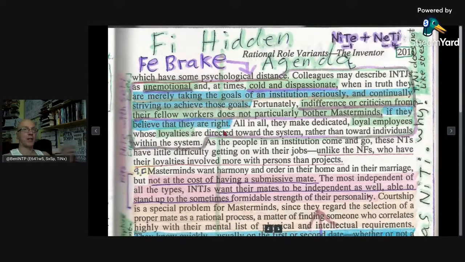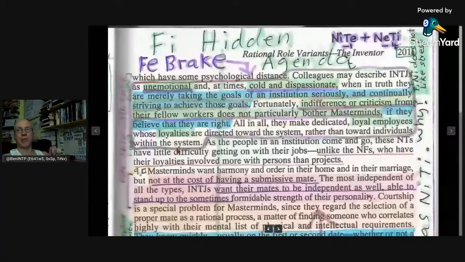If they believe that they are right, beliefs, conviction, FI related, or in all, they make dictated loyal employees. Loyal, we tend to put that under FI. Why? Because the ESTPs and ENTPs tend not to be loyal, and their weakest function is FI. Loyalties are directed towards the system rather than towards individuals within the system. Yes. So that's more about SE.